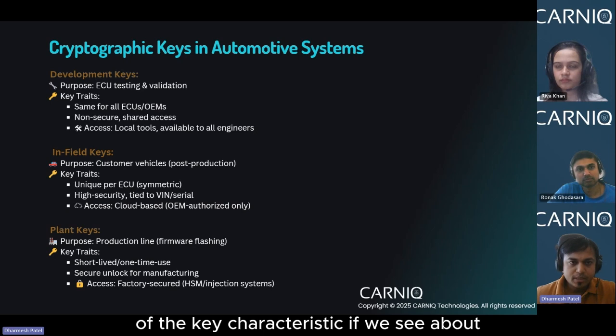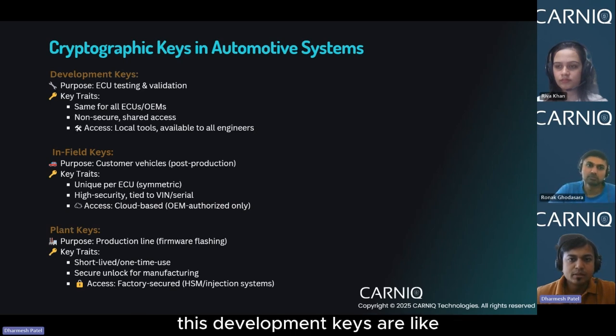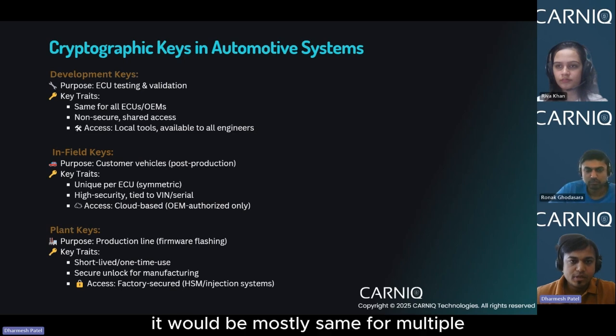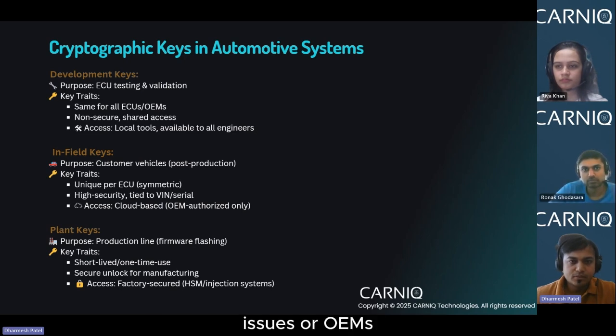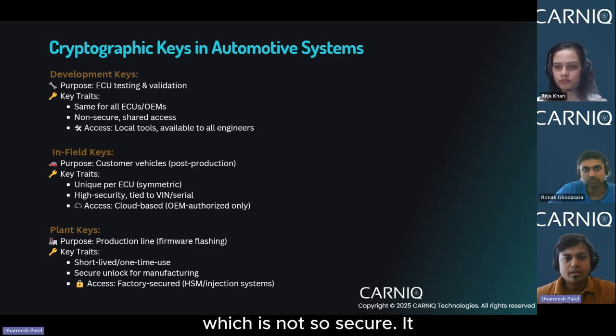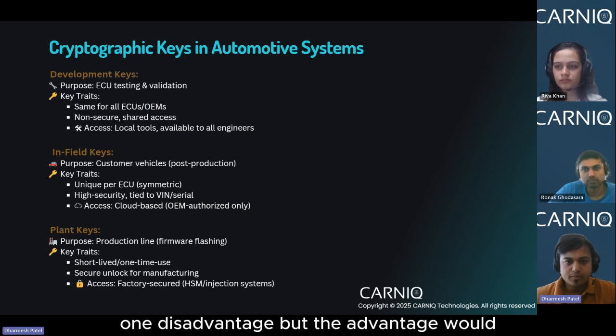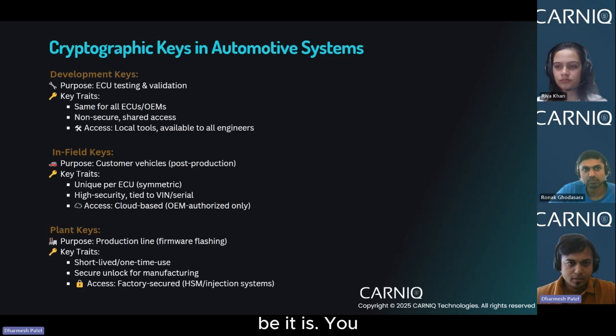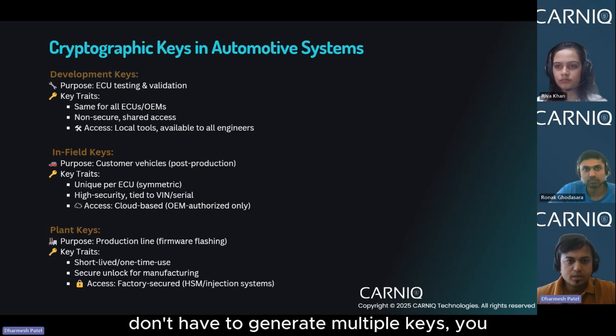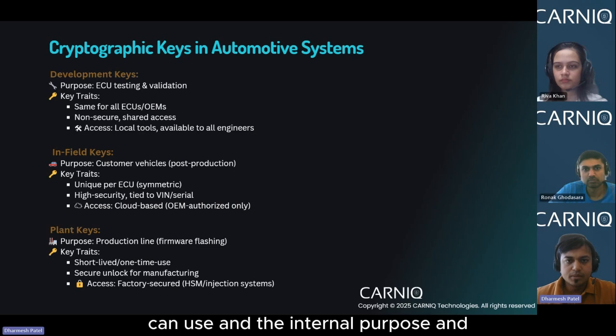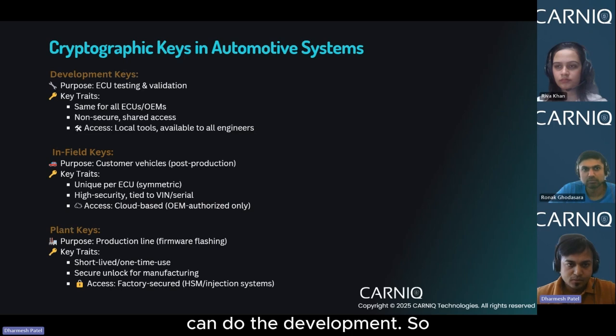Some of the key characteristics of development keys are that they would mostly be the same for multiple ECUs or OEMs, which is not so secure. They are shared across the team and accessed locally. That is one disadvantage, but the advantage is that you don't have to generate multiple keys. You can use them for internal purposes and quickly do the development. That's where these keys are used.